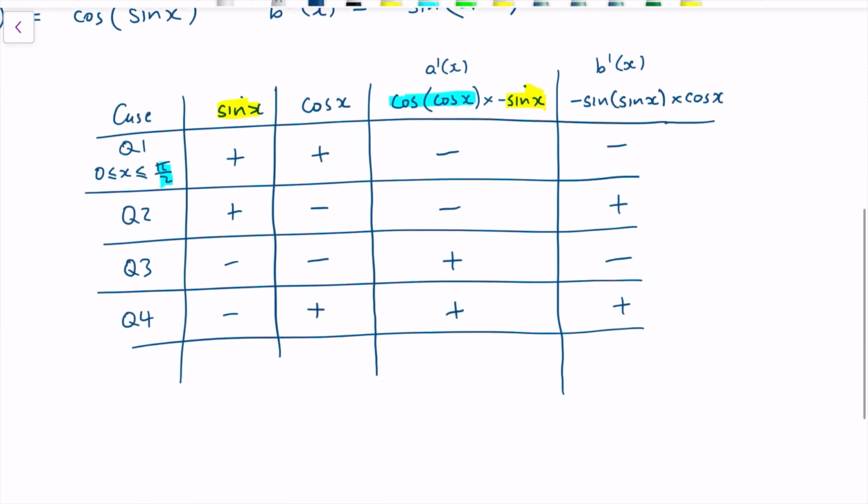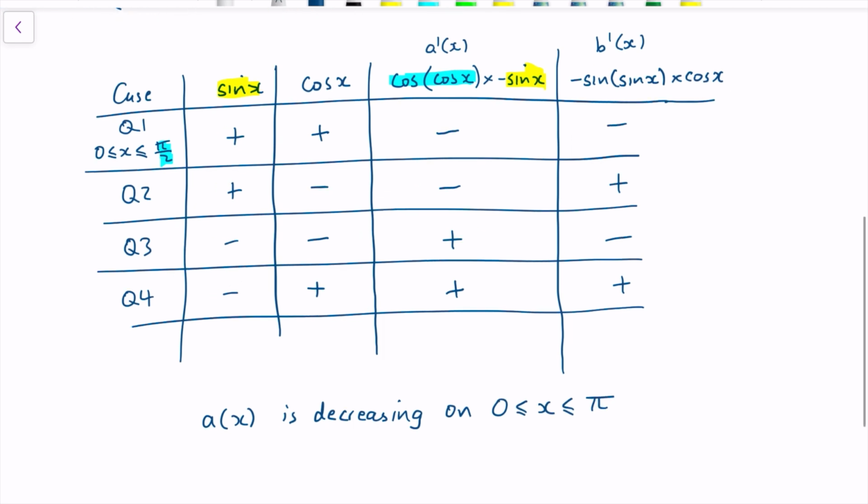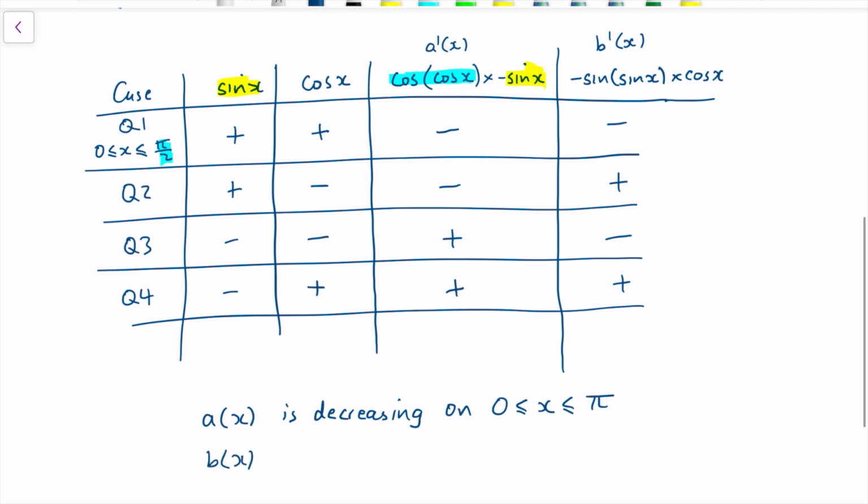Okay, so in summary, a of x is decreasing on 0 to x to pi, so the first and second quadrants, and b of x is decreasing between 0 and pi over 2 and between pi and 3 pi over 2. Okay, let's just have a look at a graph just to confirm that we've got the right answer here.